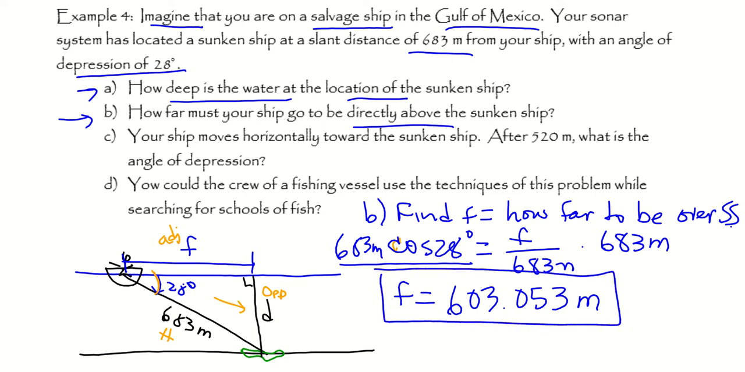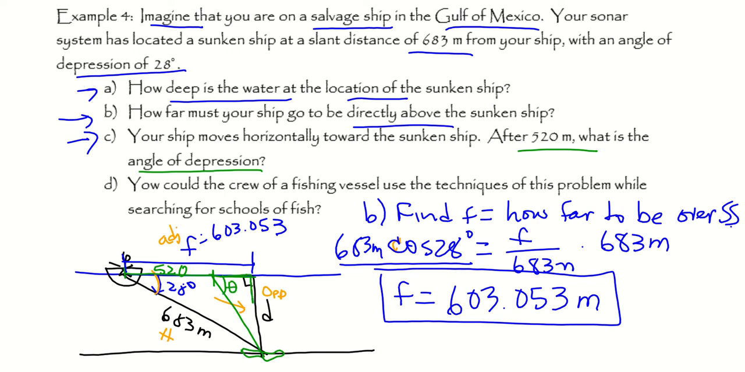For C, we are told that our ship will move horizontally towards that sunken ship, and that after 520 meters, we're supposed to find the angle of depression. So we know that this entire distance is 603.053. If our ship is going only 520 meters, maybe it's going from here to here. So that's our 520 meters. And our angle of depression would be the angle going down to that sunken ship. This is the angle we're looking for.